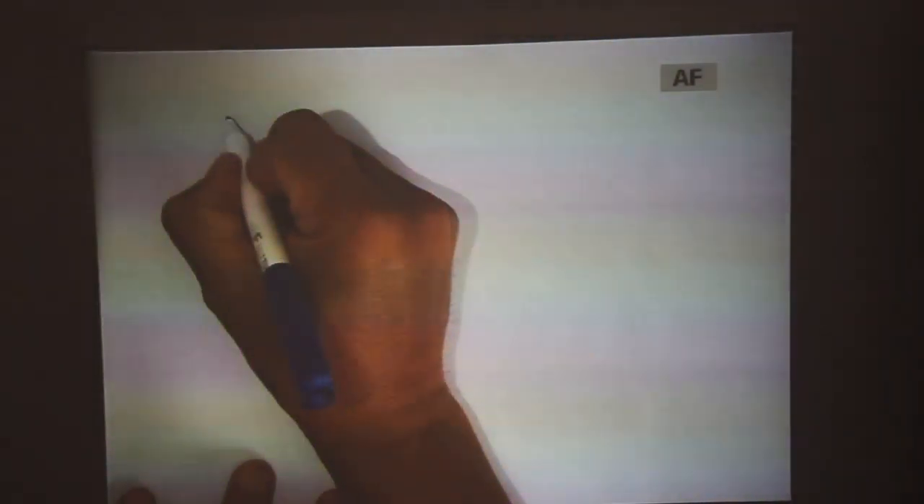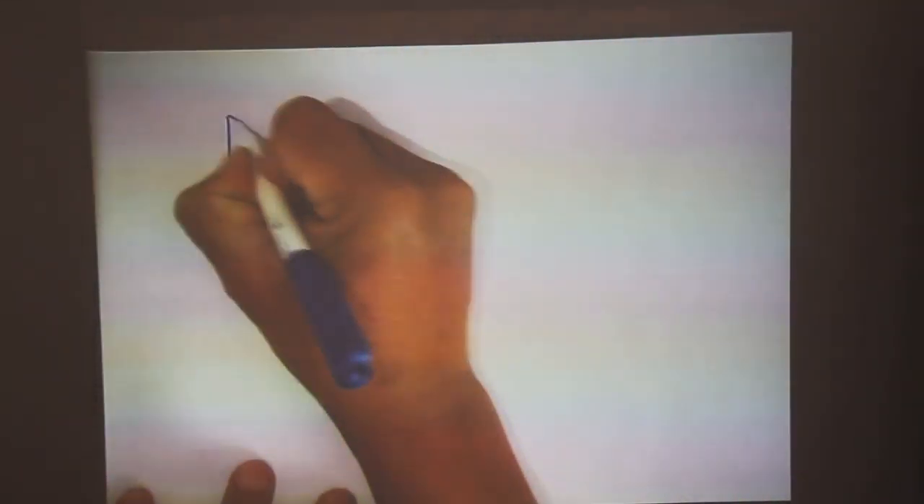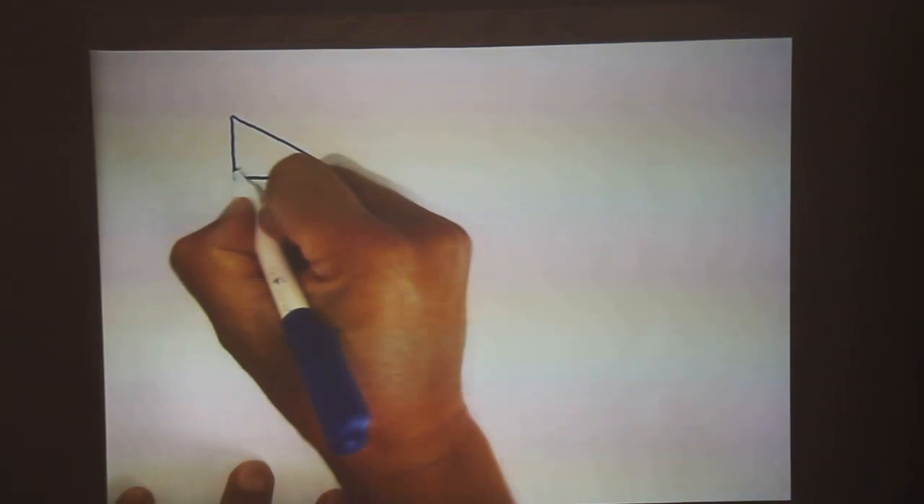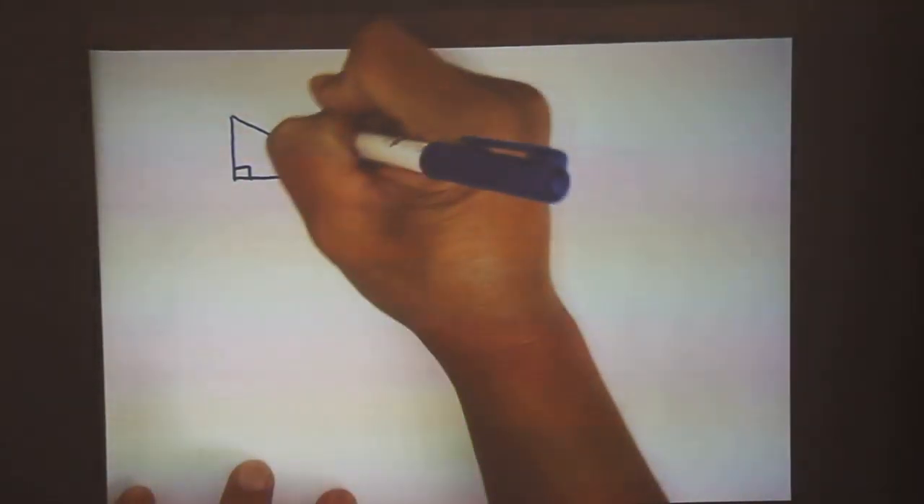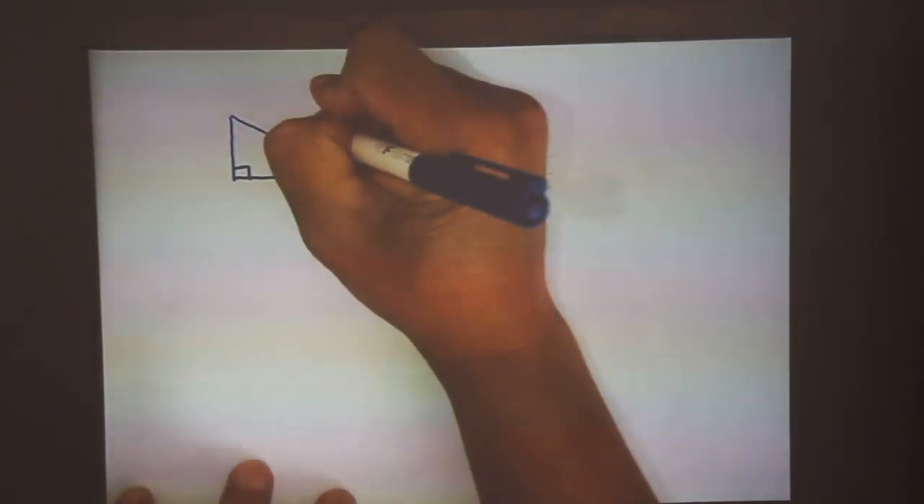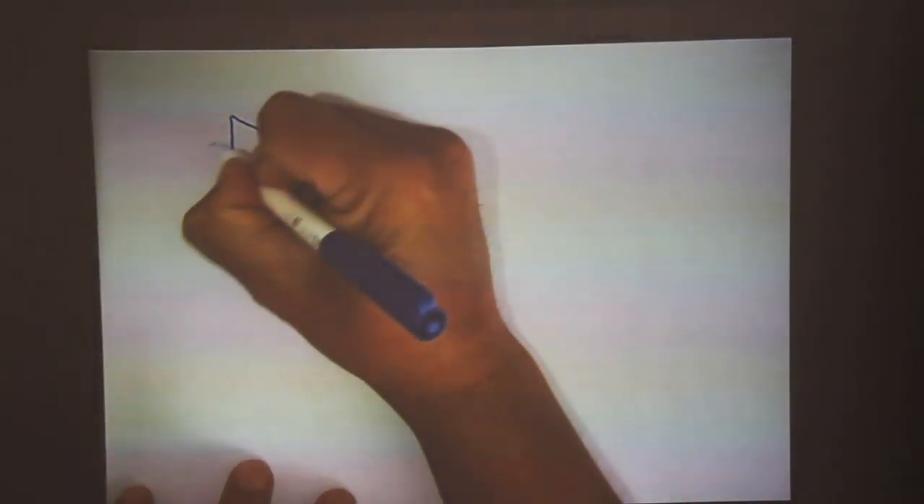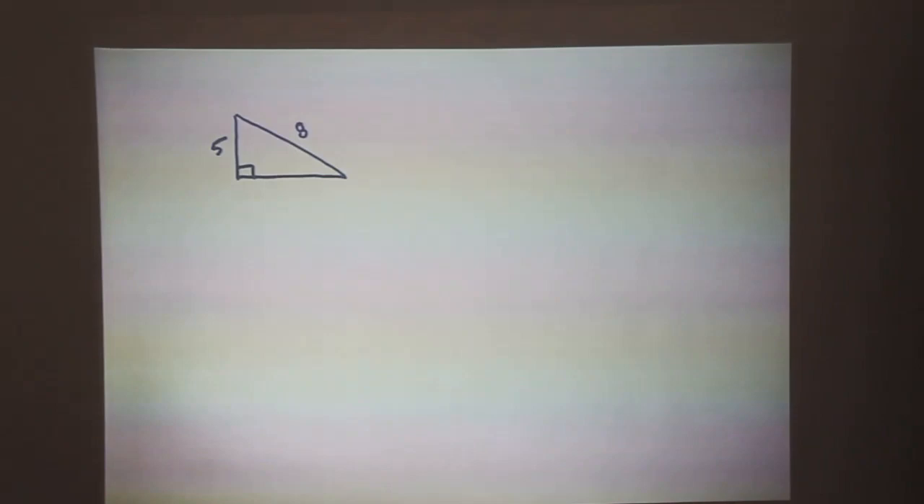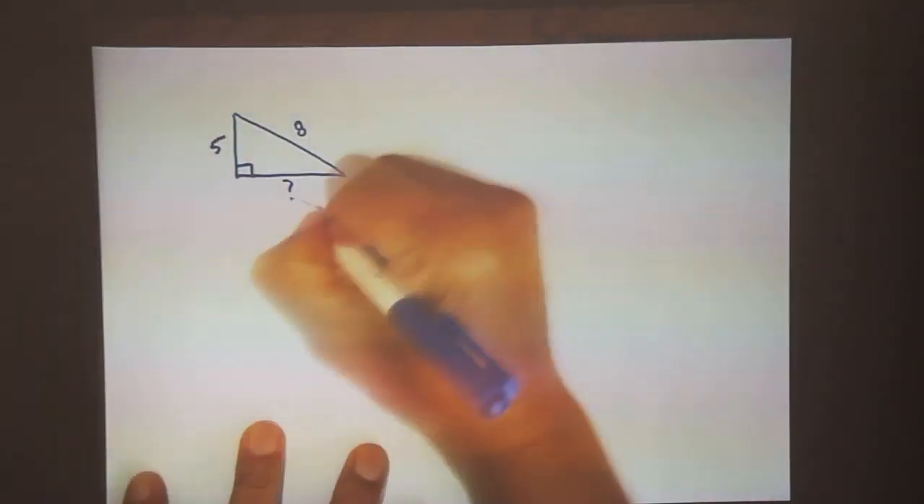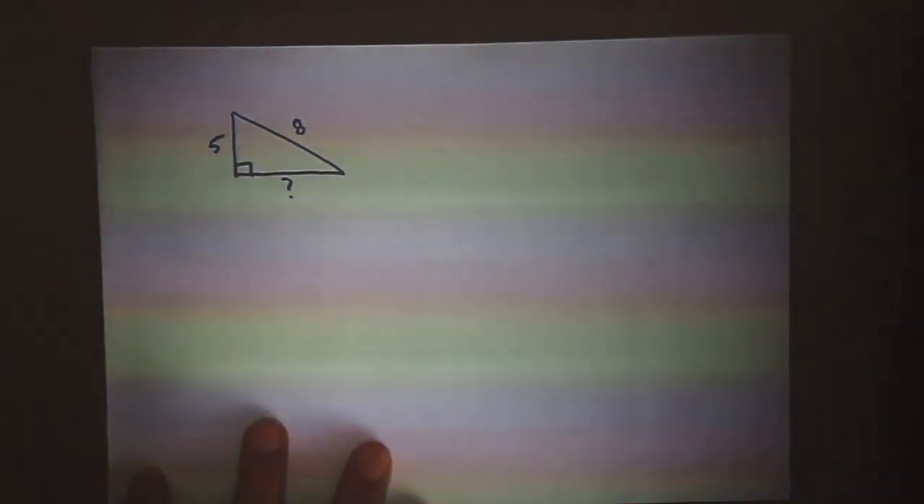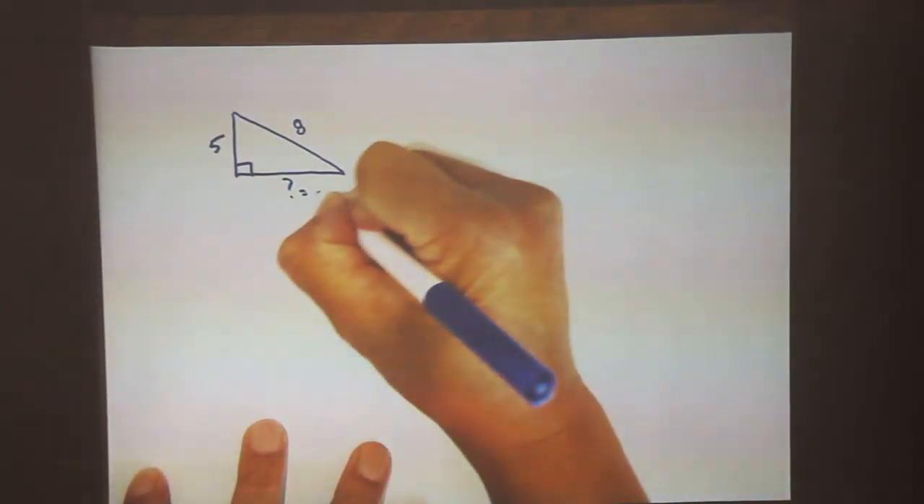Not all right triangles fit nicely in terms of Pythagorean's theorem and the Pythagorean triplets. Sometimes you have triangles that look like this. Let's say, for example, this side is 8, and we'll call this side 5, and then we're asked to find the missing side of the right triangle. We can call that, for example, A.